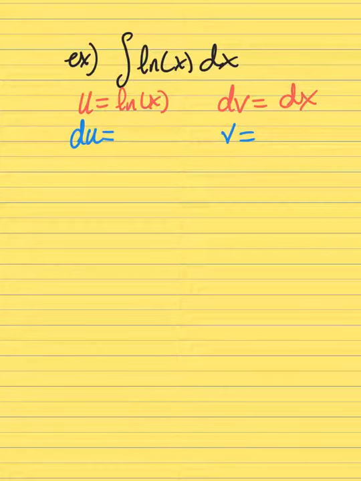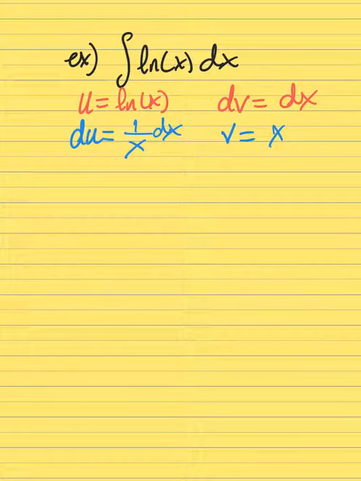Well, what's the derivative of natural log of x? Well, we all know that's 1 over x dx. What's the antiderivative of dx? Well, what's really in front of that dx is a 1, and the antiderivative of 1 is just x.